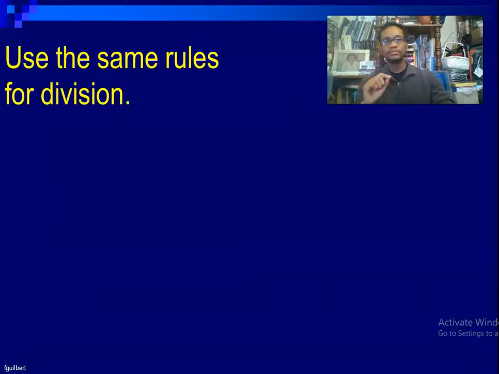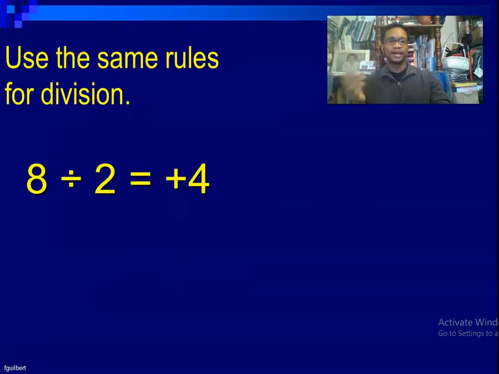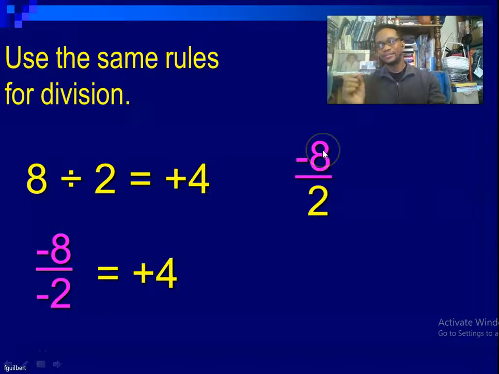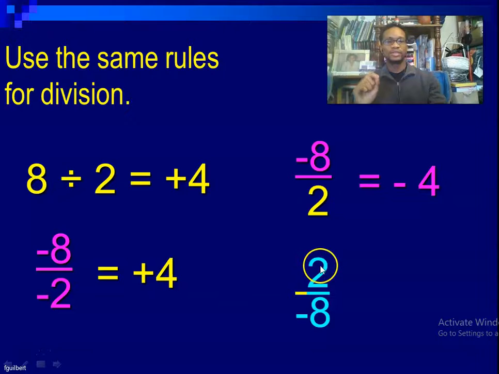This is the same for division. If I have 8 divided by 2, that is equal to positive 4. If I have negative 8 divided by negative 2, that will give me positive 4. If I have negative 8 divided by positive 2, that will give me negative 4, because a negative divided by a positive is still negative. Positive divided by positive is positive. Negative divided by negative is positive. And here, if I put the 2 and I divide it by negative 8, it's negative 1/4.